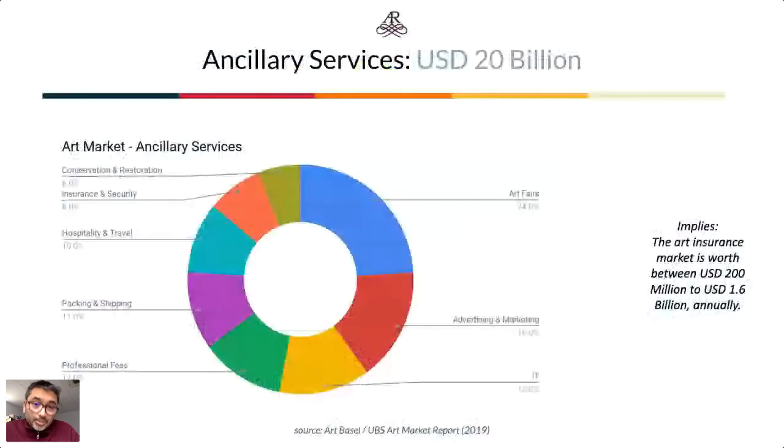Okay, let's look at the actual data, and this is coming from the Art Basel UBS Art Market Report 2019, which refers to the financial year 2018, of course. You can see here on the left-hand side, the insurance and security segment accounts for about 8% of the overall 20 billion that was spent on ancillary services in the art world. And this would imply an art insurance market worth anything between $200 million globally to 1.6 billion annually.